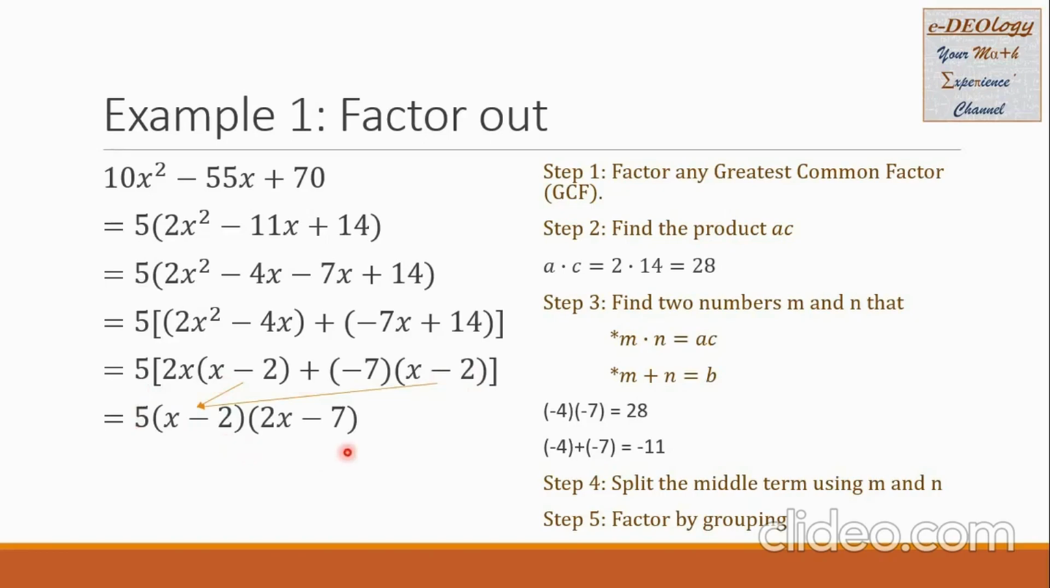And on the second factor, we will collect the remaining terms after removing the common factor. So 2x is copied here, and then the negative 7. So for our answer, the factors are 5 and x minus 2 and 2x minus 7. So this is our final answer.